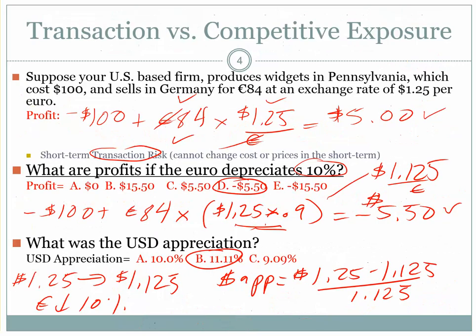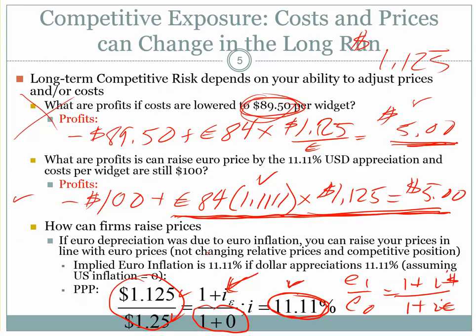We did have a transaction loss on the last widget we sold. We lost $5.50 on that one. However, if an exchange rate devaluation in this case was caused by inflation, we could see that and just raise our prices. And the next million widgets we sell, we're fine. This is the idea of competitive exposure, that exchange rate changes do not always lead to gains and losses in the long run.